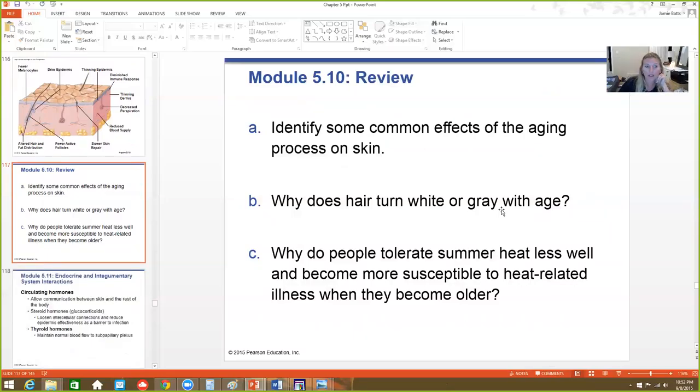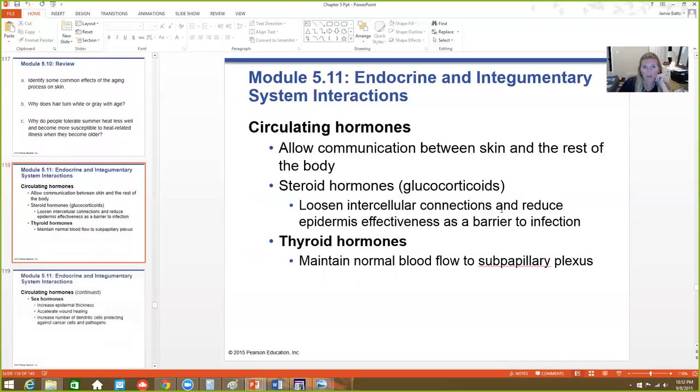Let's talk about how the integumentary system interacts with other systems like the endocrine system. We've talked a little bit about hormones, and this will make much more sense later in the semester when we learn about the endocrine system. But the hormones are going to circulate between the skin and the rest of the body. Things like steroid hormones can actually loosen intercellular connections and reduce the effectiveness of the epidermis as a barrier. So steroid hormones can impact your epidermis.